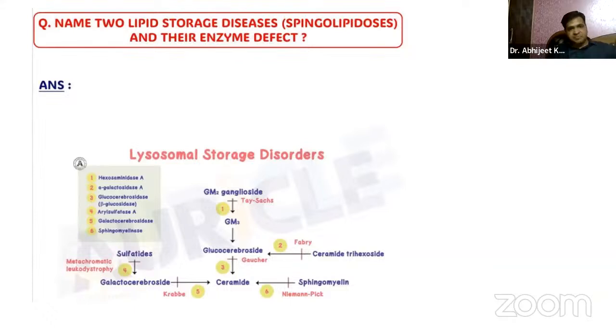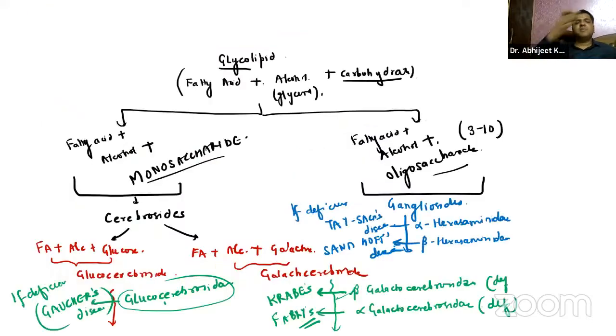So these are all the lysosomal storage disorders, right? So obviously you can remember this flowchart in a very quick manner. You already know we have discussed the glycolipid part, and if you just go with the enzyme and the disease, right? So that is all for today, guys.